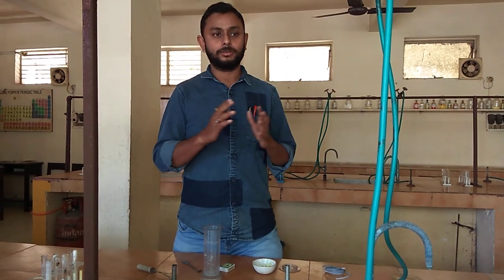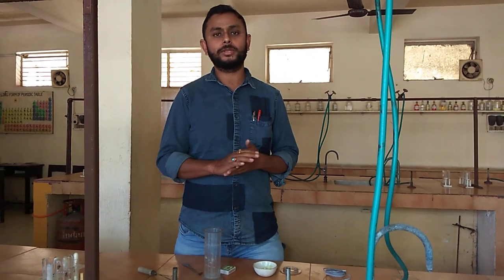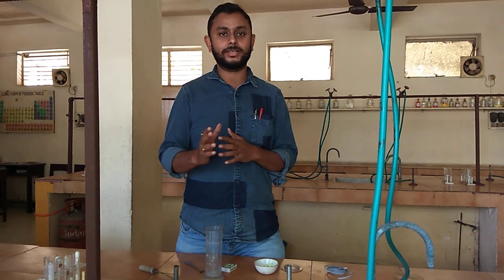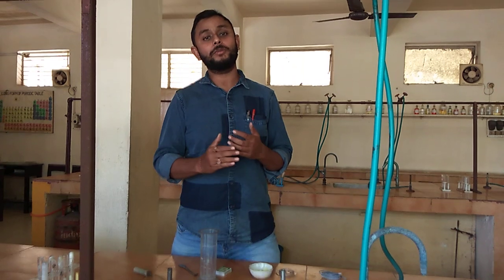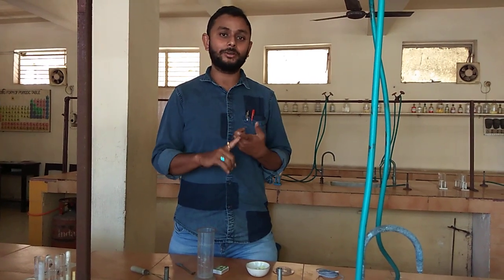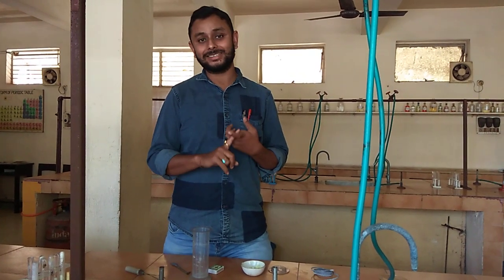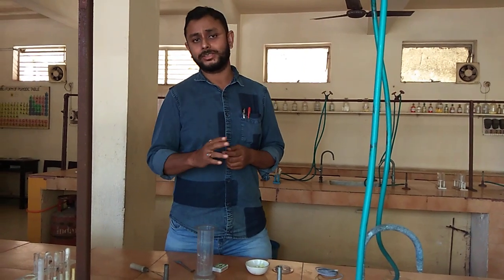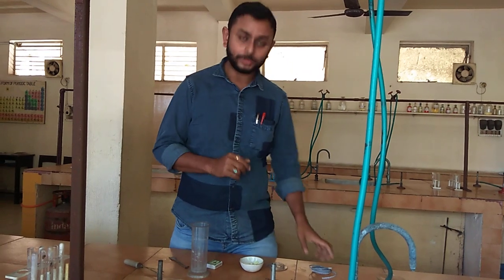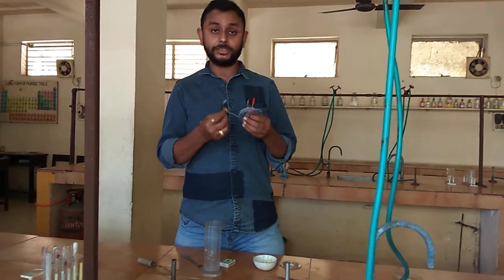It is always mechanically told to you that metallic oxides are basic oxides and non-metallic oxides are acidic oxides. So practically, how can we show that metallic oxides are basic in nature, and non-metallic oxides are acidic in nature? For that we will be taking magnesium ribbon.